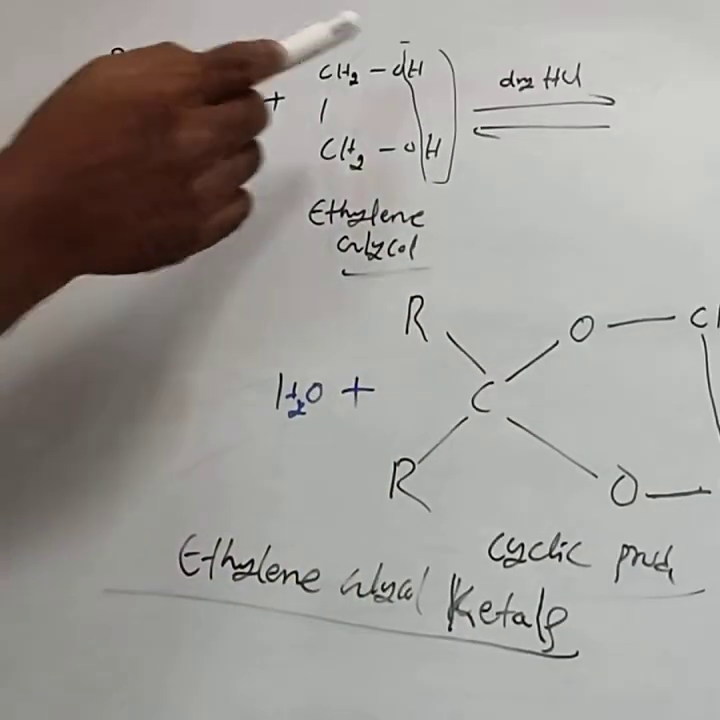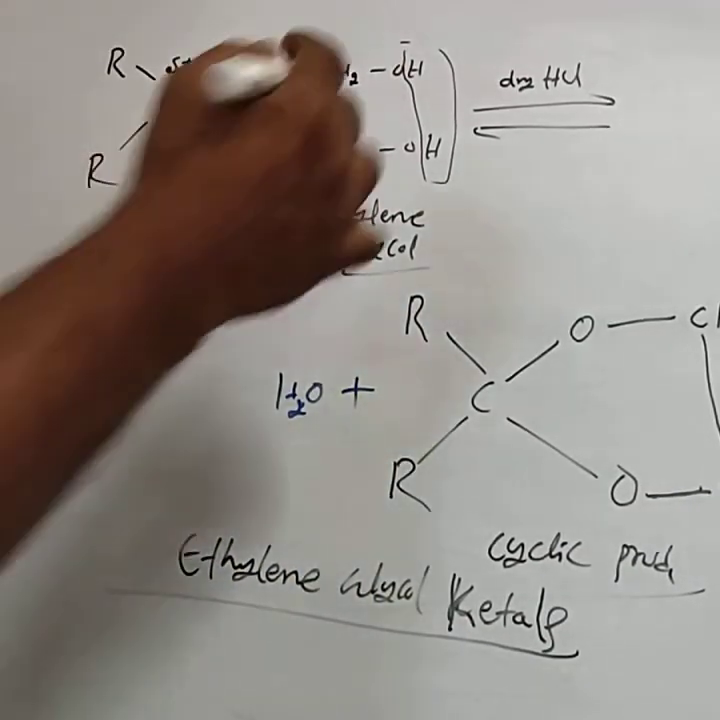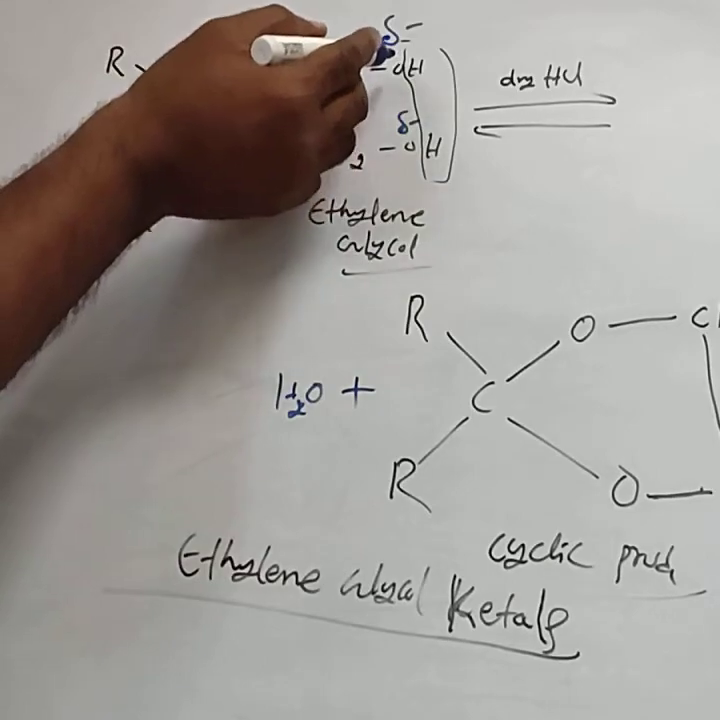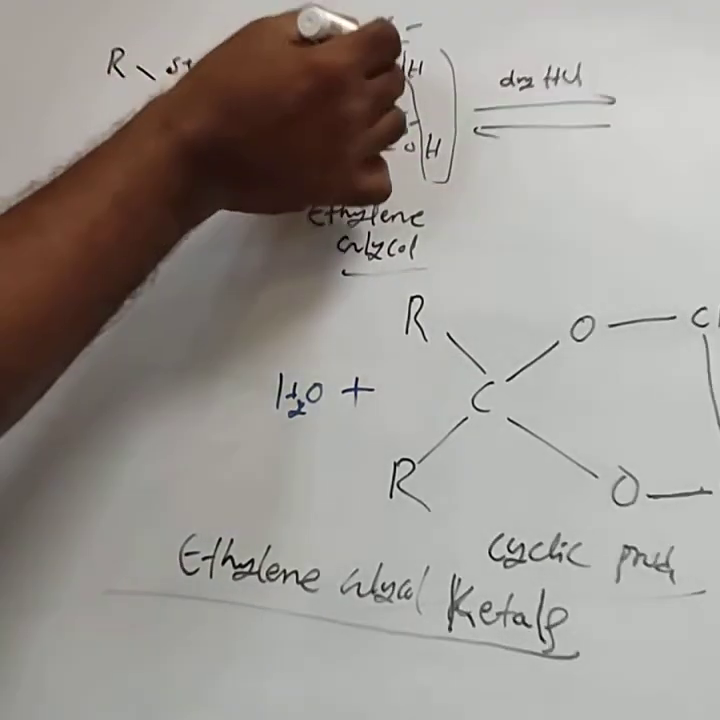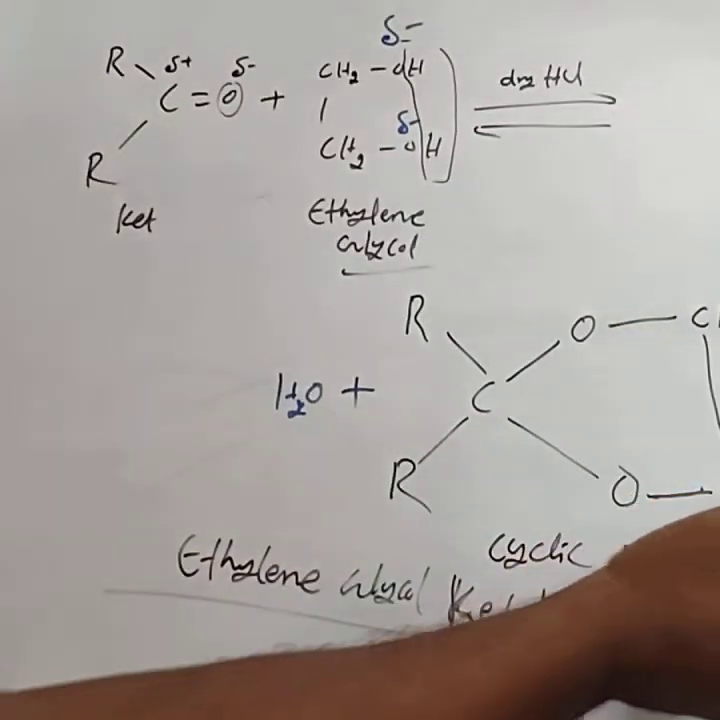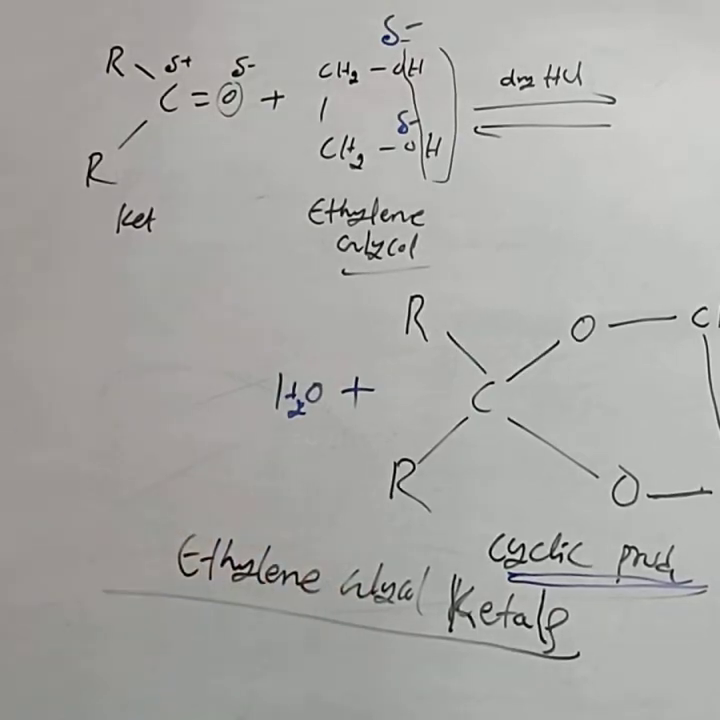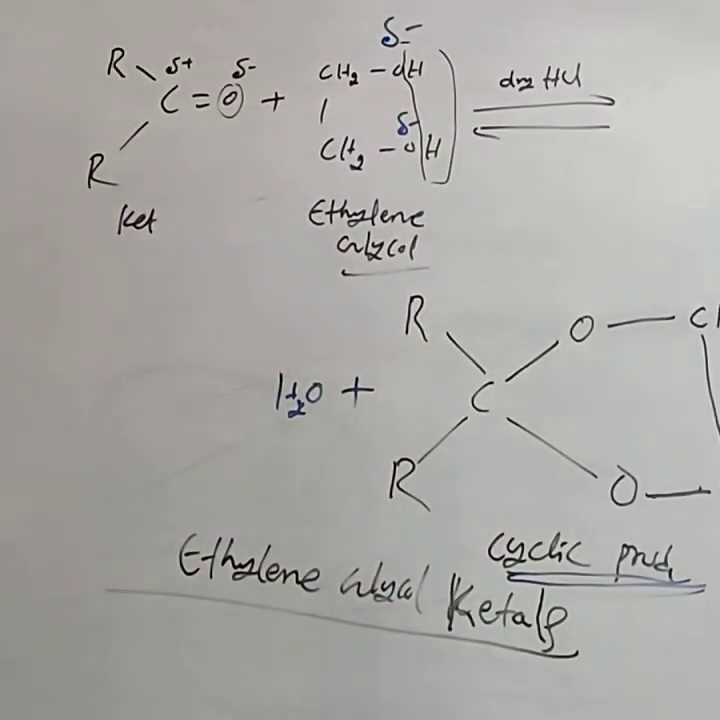Here H2O removal takes place from this O, that is this delta minus, to this delta minus. By using that, the O gets bonded to the carbon atom, OCH2 to OCH2. This is a cyclic product. The cyclic product name is the ethylene glycol ketal. This is about the reaction with alcohol. In the next class, you can study the reaction with ammonia and its derivatives. That is also very important. These all come under the nucleophilic addition reactions.